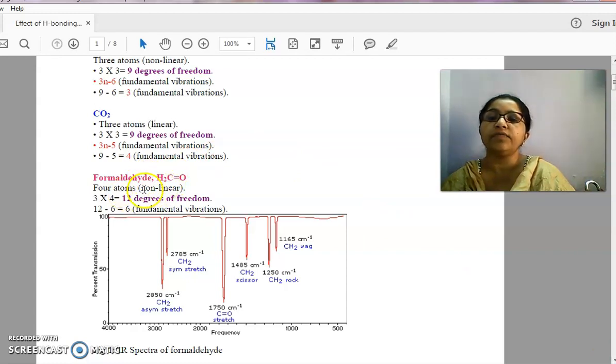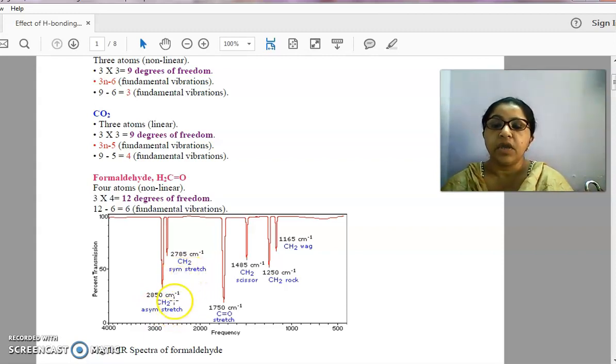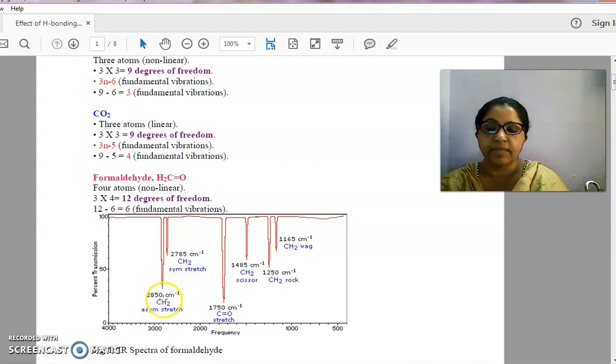Formaldehyde has 4 atoms. It is non-linear. It is 3 into 4, which is 12. 12 minus 6 is 6. So we expect to see 6 fundamental vibrations. Now what can those be? We know asymmetric stretching and symmetric stretching of CH2. CH2 asymmetric will have a higher wave number for asymmetric stretching, and a lower wave number for symmetric.